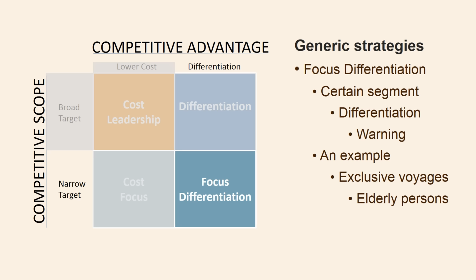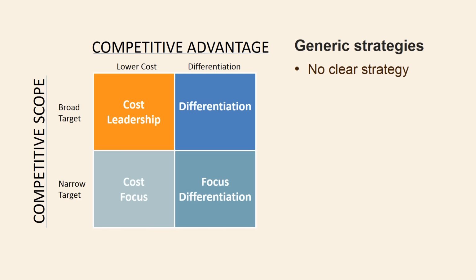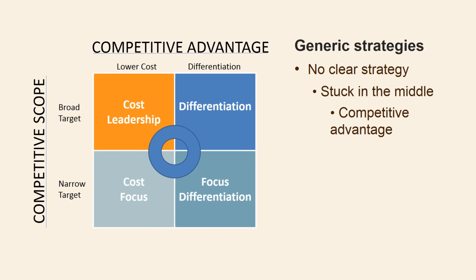Porter warns about companies that have not defined a clear generic strategy. They engage in each generic strategy but fail to achieve any of them. They are stuck in the middle. They possess no competitive advantage. Competitiveness is weak compared to those firms that have a clear strategy, either as cost leadership, differentiation, or focus. These firms have a clear position in relation to their customers.